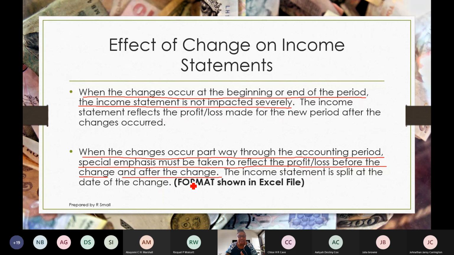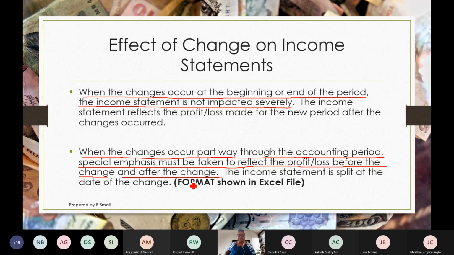When the changes occur partway, let's say the changes occur 3 months or 4 months or 6 months through the accounting period, special emphasis must be taken to show the profit that you would have gotten before the change, which will be in the first 3 months, if it was a 3-month change, and the profit after the change, which is the next 9 months. Okay, so that is where you get the little issue with students.